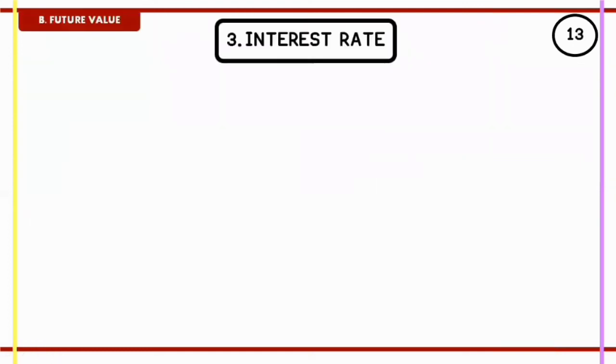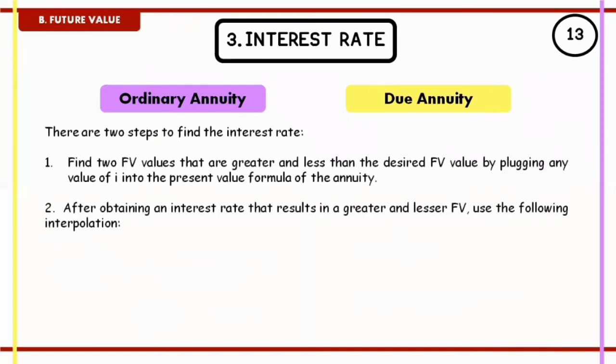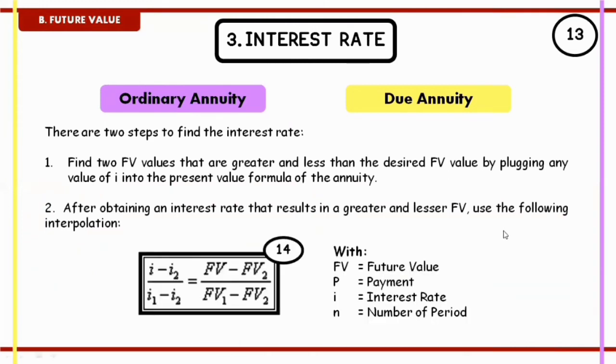And next, the interest rate. Same as with the present value, the interest rate of ordinary annuity and due annuity, and future value, is the same. There are 2 steps to find the interest rate. First, find values that are greater or less than the desired future value by plugging in the value of I into the future value formula of the annuity. And second, after obtaining interest rates that result in the greater and smaller values, we do the following interpolation. And this is the formula of interest rate for ordinary and due annuity.